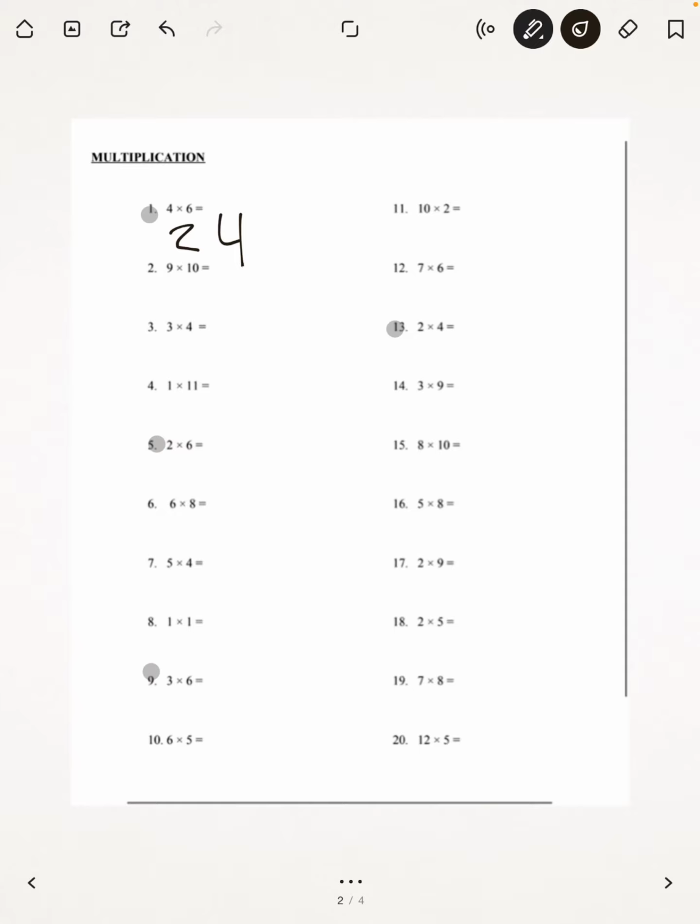6 times 2 equals 6 plus 6, or 2 plus 2 plus 2, 6 times, and 6 plus 6 is 12. 3 times 6 basically means 3 plus 3 plus 3, 6 times, or you could do 6 plus 6 plus 6, and if you do that, you get 18.